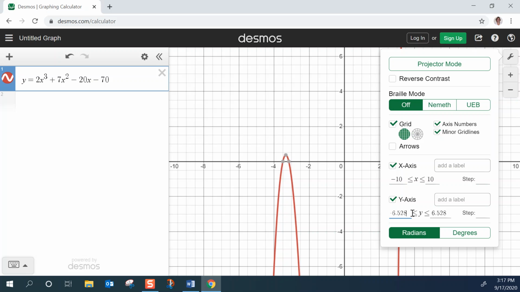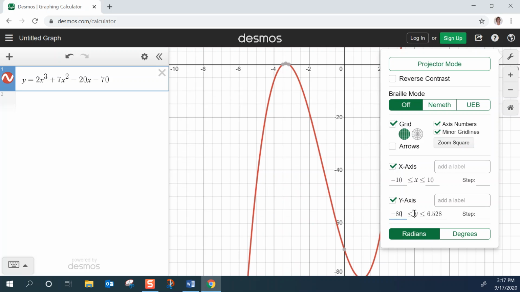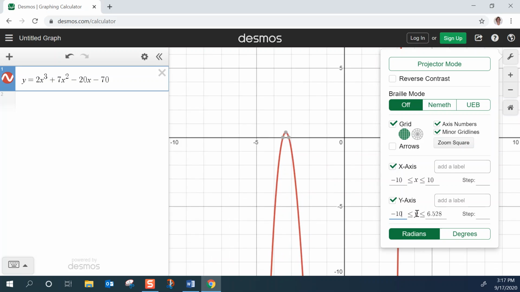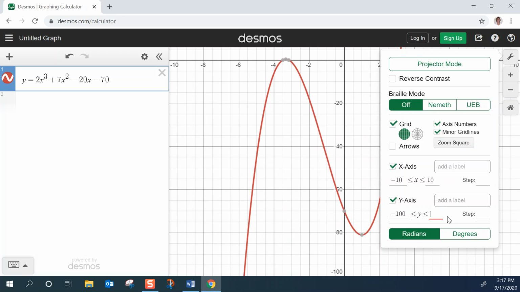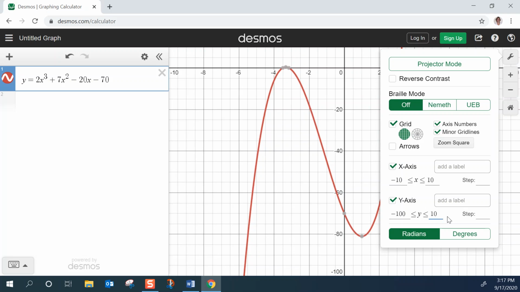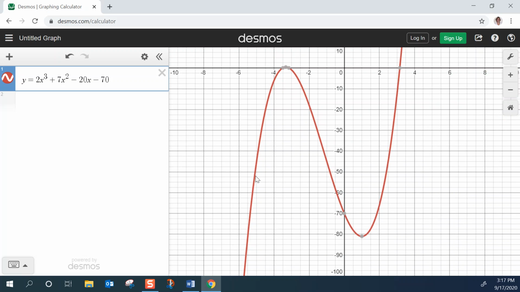So I'm going to start at, let's see, I want to make sure I go at least to negative 70. So let's go to negative 80, maybe even negative 100. There we go, that looks a little better. And on the y-axis, I'm going to go ahead and go just to 10. Step is what do you want the graph to count by? The unit. So let's count by 10. And when you click away, there's our complete graph.